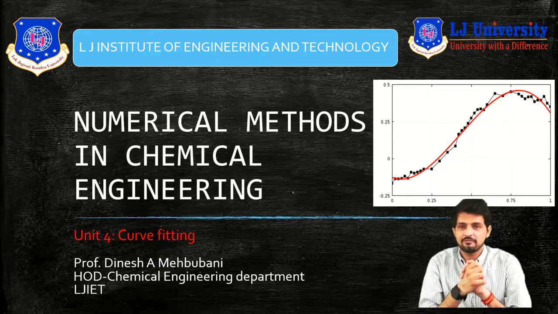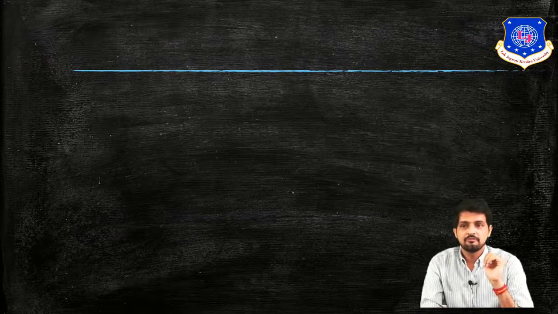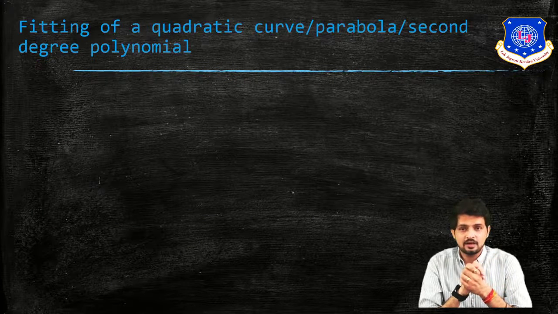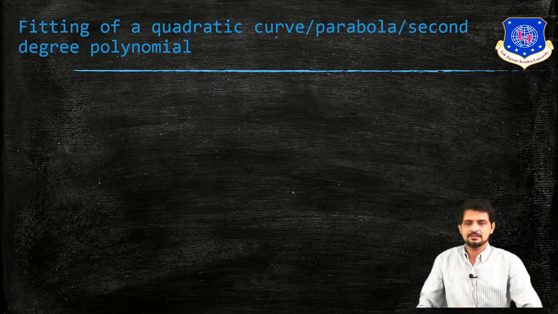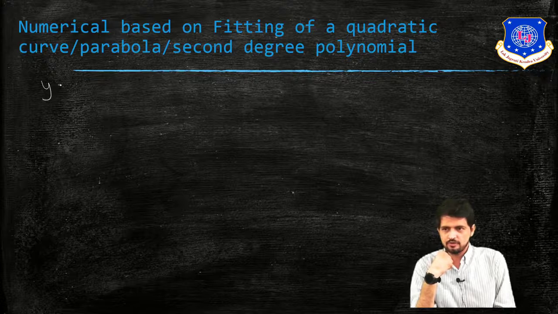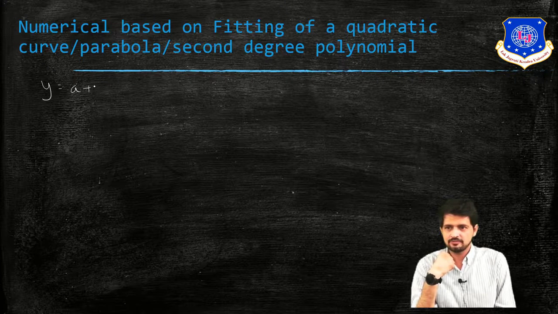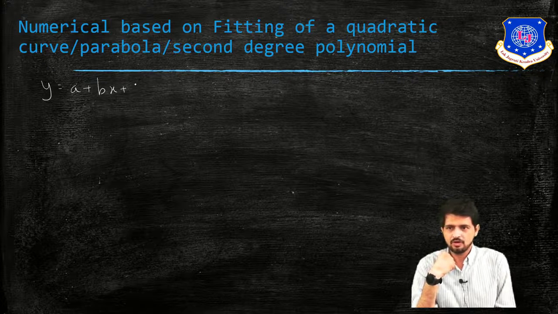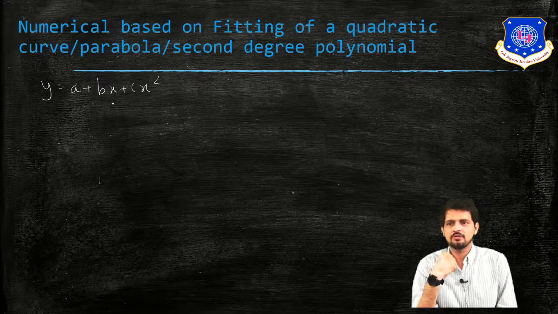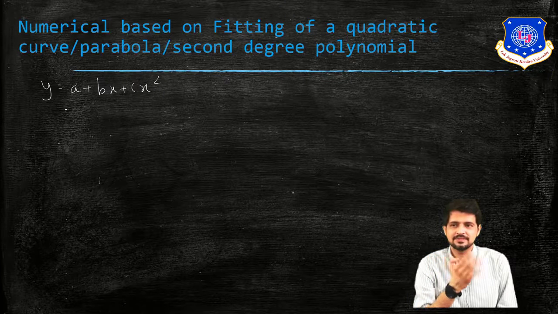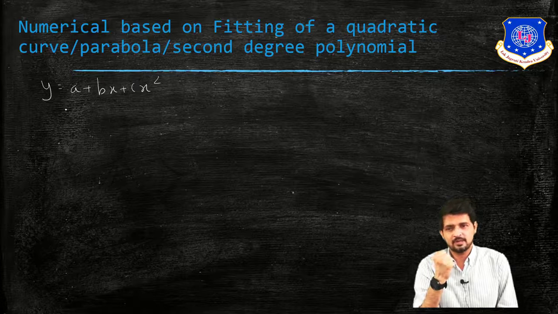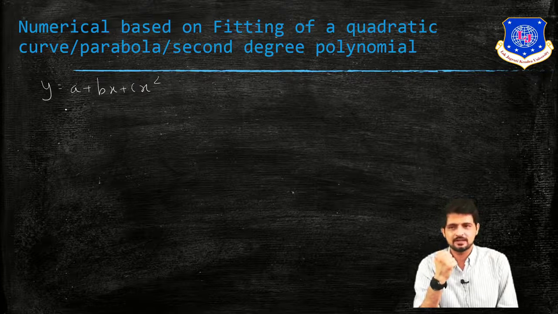In this lecture, we are going to study the fitting of a quadratic curve or parabolic curve, that is, a second degree polynomial, with the help of the method of least squares. So let us start. First of all we have to write the general equation for the quadratic curve, or we can also call it the parabolic curve. This is the general equation: y is equal to a plus bx plus cx square. It is also known as a second degree polynomial. It is the equation of a parabolic curve and also of a quadratic curve.